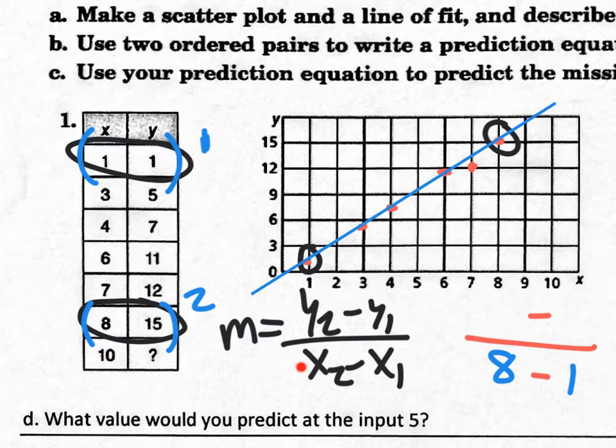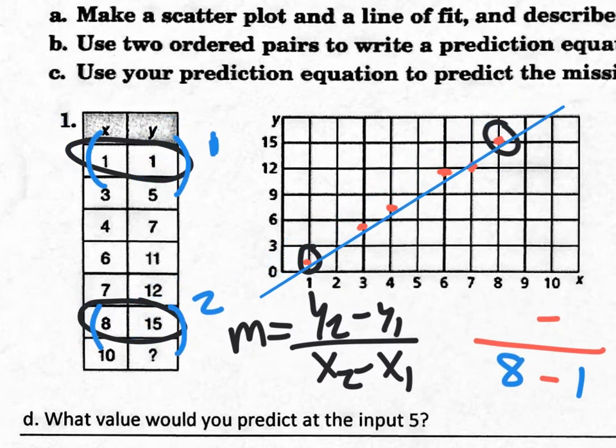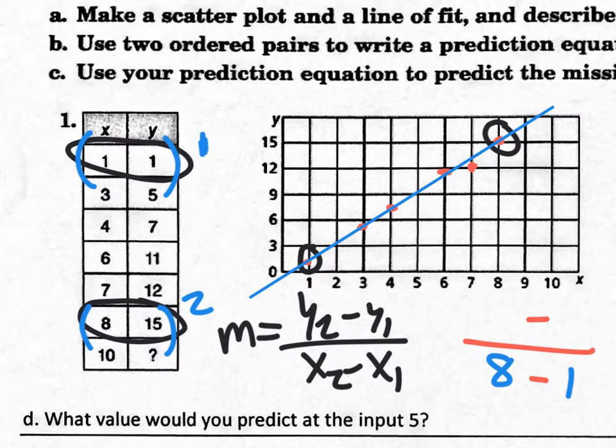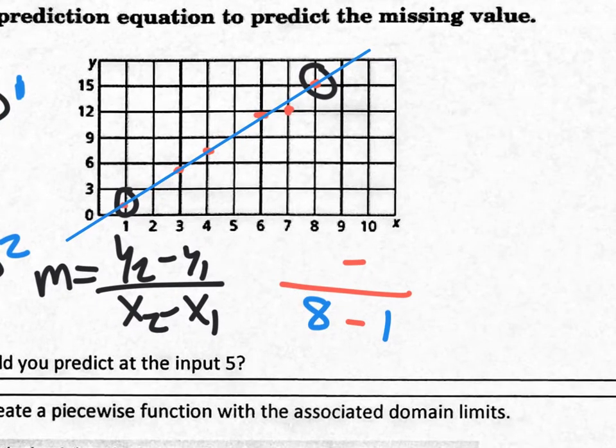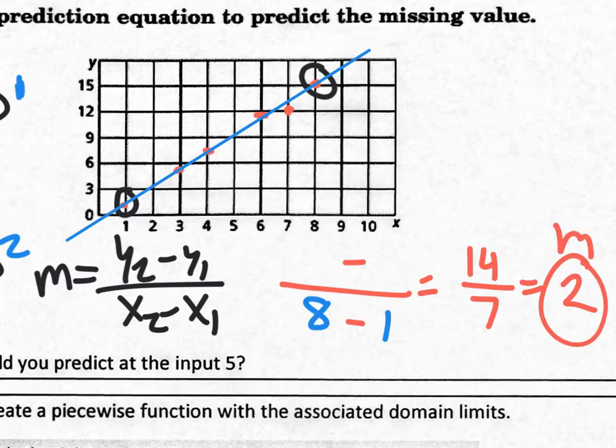And that's how we got these values and plugged them in. Now, whoops, oh no, that's not good. Give me a second. So, the slope will be, if you do this correctly, 15 take away 1 is 14, 8 take away 1 is 7, so your slope is 2, yay? We have our m value.